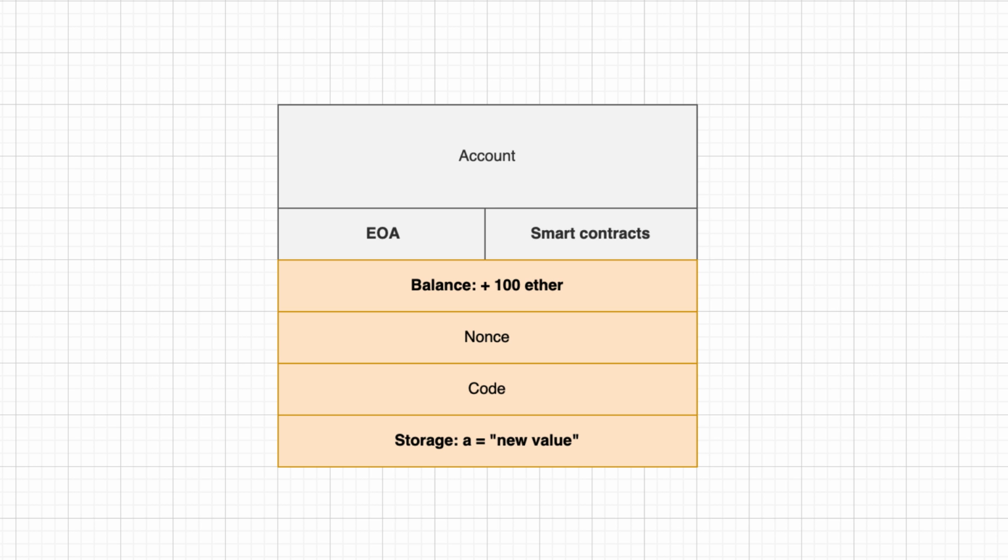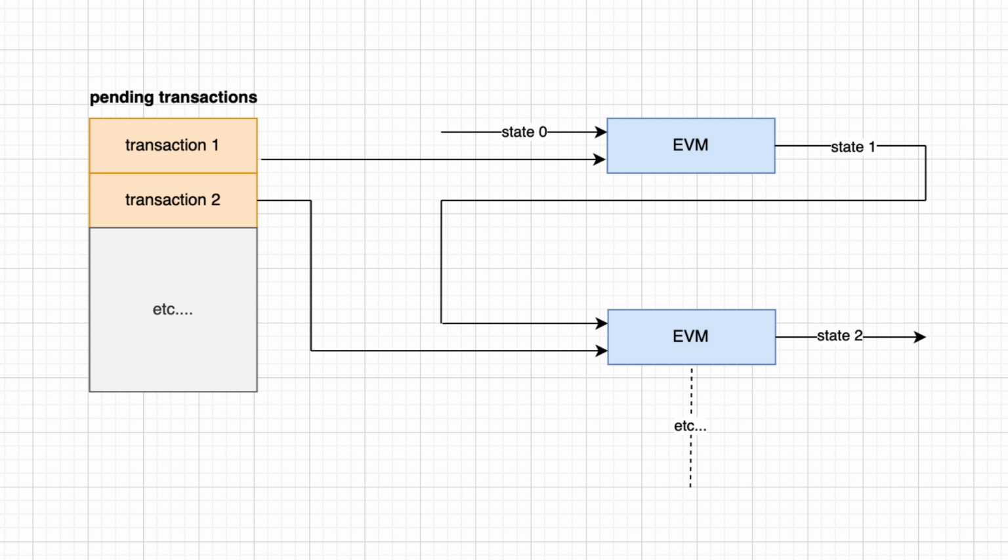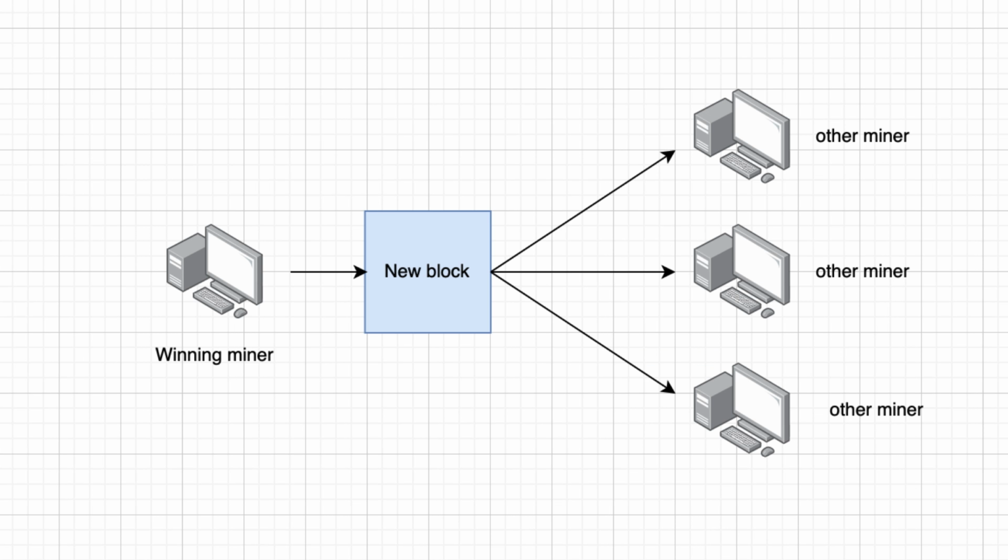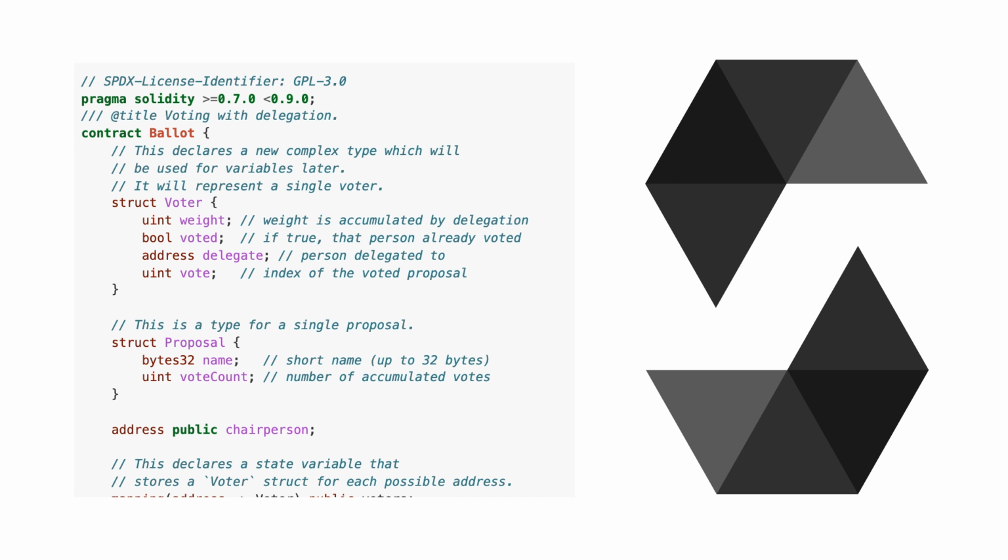For example, an address can have its Ether balance increased or its storage modified. The process is repeated until all transactions are executed for this block. The miner that wins the block will propagate the new block to the network containing the hash of the new state. One important detail of the EVM is how it processes smart contracts.